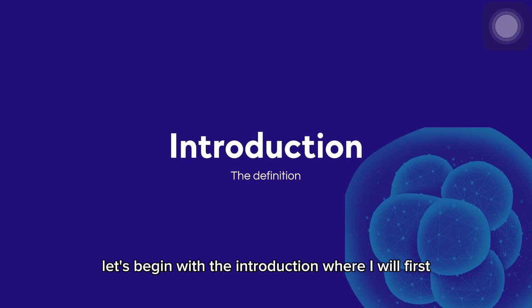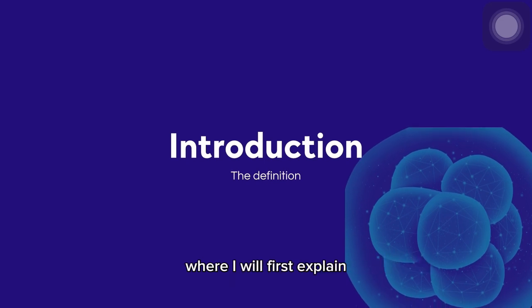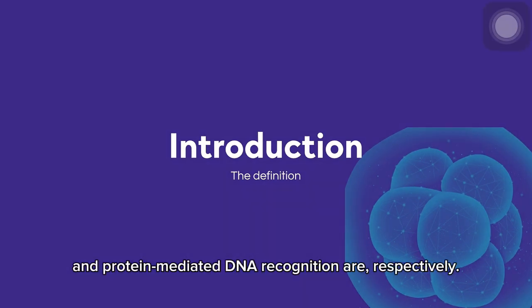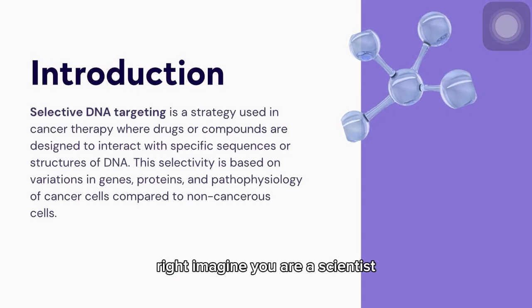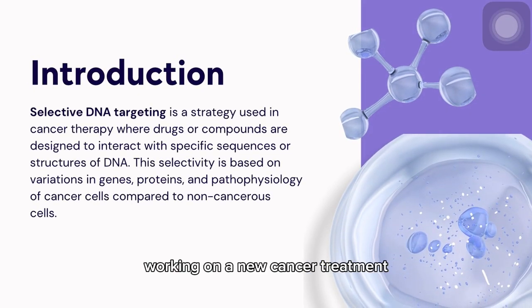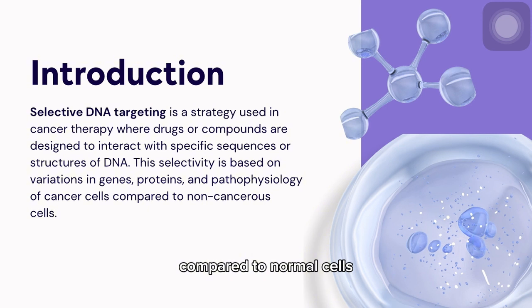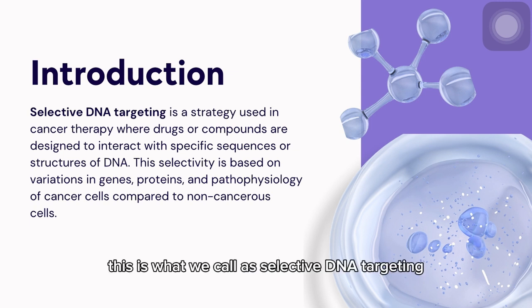Let's begin with the introduction, where I will first explain what selective DNA targeting and protein-mediated DNA recognition are, respectively. Imagine you're a scientist working on a new cancer treatment. You know that cancer cells have different genes and proteins compared to normal cells, so you decide to use this to your advantage. You design a drug that can specifically interact with certain parts of the DNA in cancer cells. This is what we call selective DNA targeting.